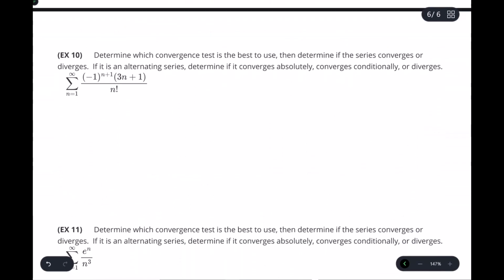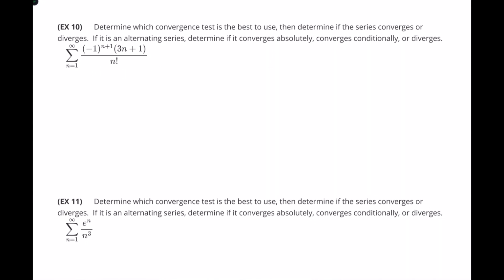Okay, let's take a look at another one. Same instructions, we just want to see if this series converges or diverges, and if it's alternating, we want to know conditional versus absolute. Now, there is an alternating term because we have -1 to the n plus 1. So you might be thinking that the alternating series test would be the best to use. And that probably would work fine, I'm not sure. But there is also the ratio and the root test that can test for absolute convergence.